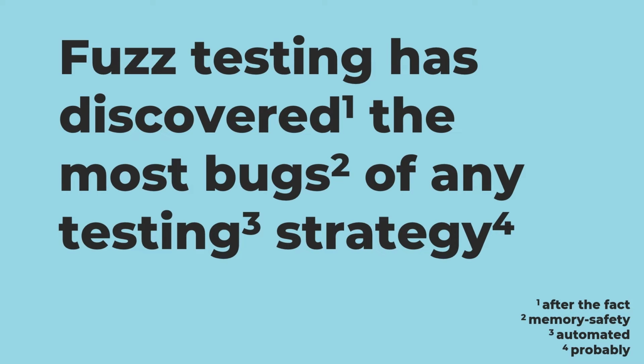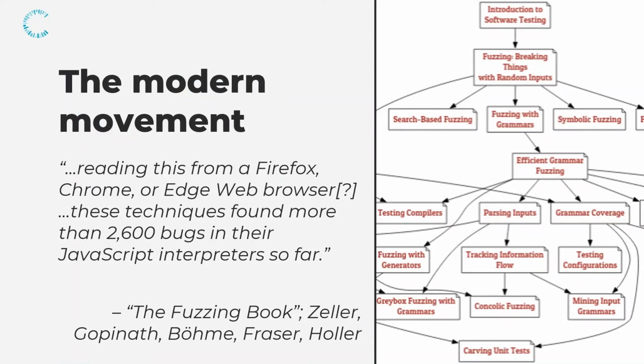And I have a lot of little asterisks here, but fuzz testing has discovered the most bugs of any testing strategy, probably, right, after the fact. Anyway, don't worry about it. It works really well. And now that brings us to our third movement, right? We've had coverage guidance for some time now. As of 2014, this was introduced to the public. And in modern fuzzing, we have a lot more strategies than we had available to us in the past.